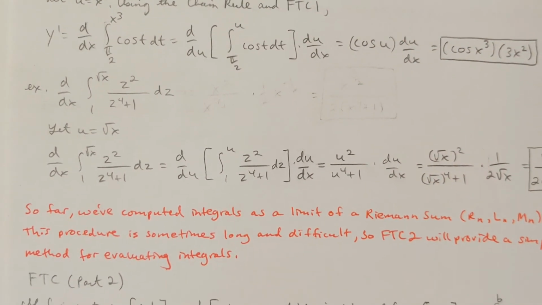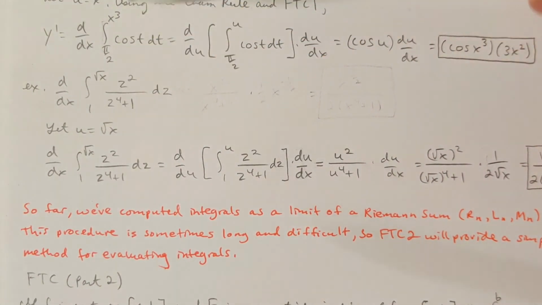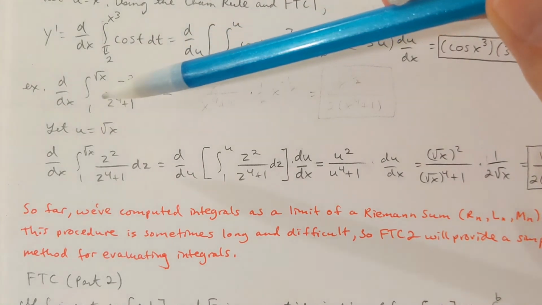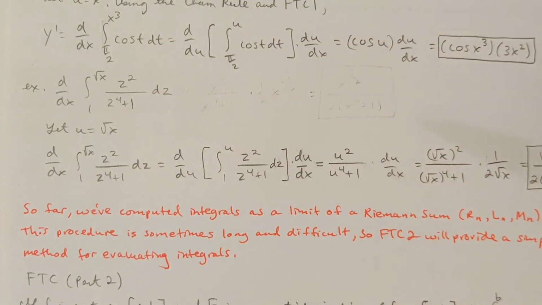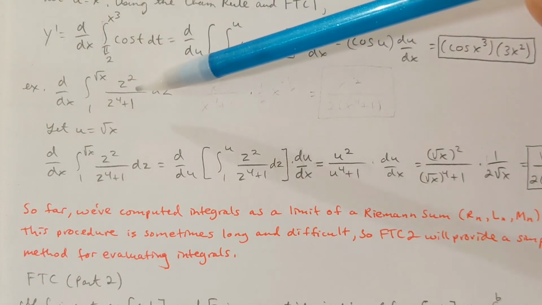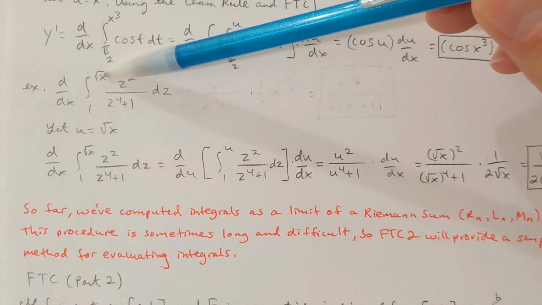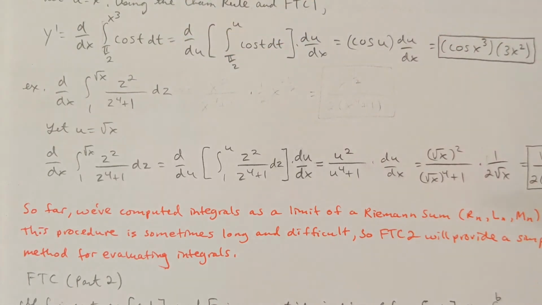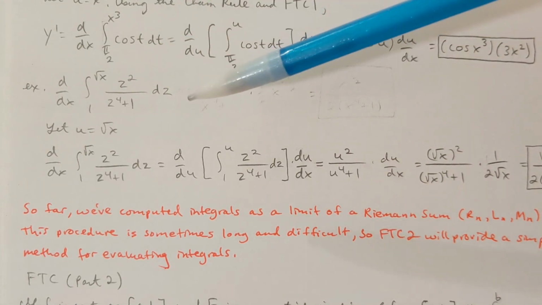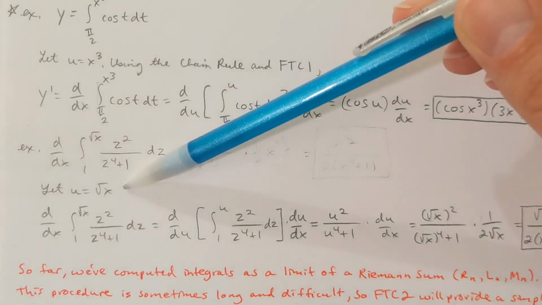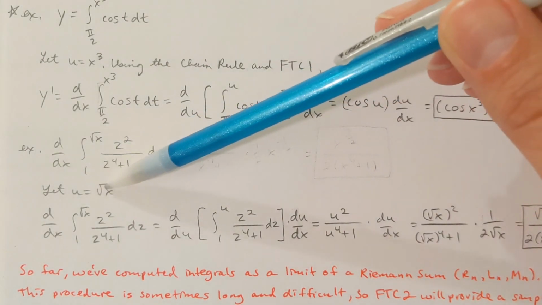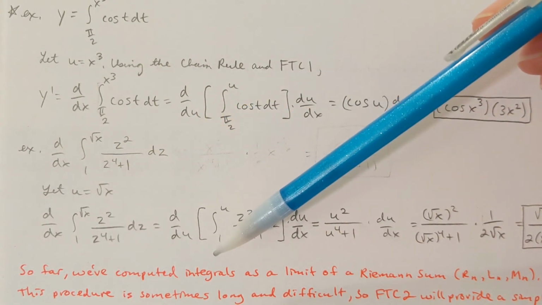Let's take a look at another example. Suppose that I want to find the derivative with respect to x of the integral going from 1 to the square root of x of z squared over z to the 4th plus 1 dz. Well, the upper bound is not just x, so this would be another situation where I'd want to use the chain rule and the fundamental theorem part 1. I'm going to let u be equal to the square root of x.